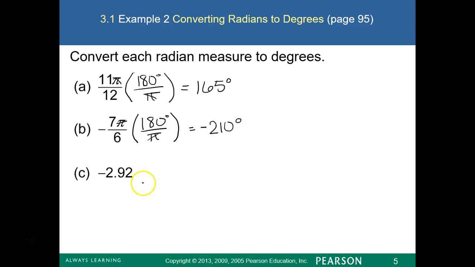And now on this one, we're going to again multiply by 180 degrees over pi. We can leave this in decimal degrees. We don't have any pi's to cancel out, so you just need to plug all of this into your calculator. And what you'll end up getting, see what the calculator gets, is this right here.